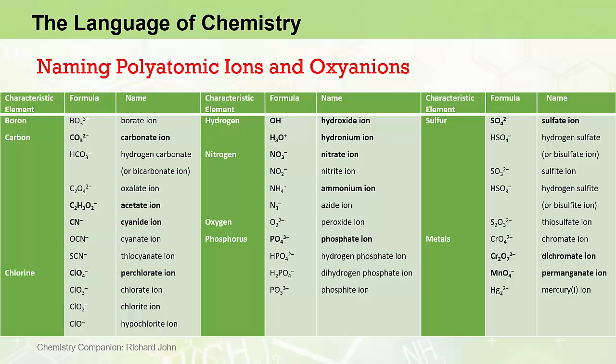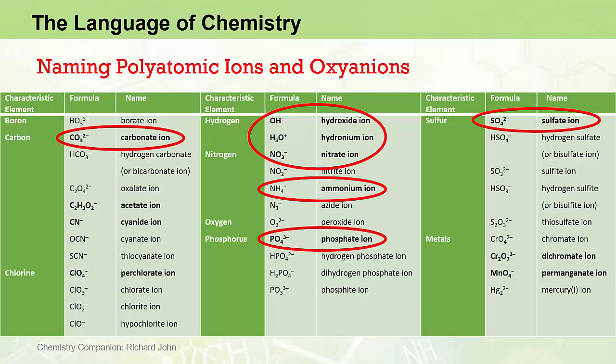Now, at first, some of these rules can seem complex, but with practice they will become more familiar to you. For now, focus on the ions that are bolded in this table, and in particular these ions: the carbonate ion, the hydroxide ion, the hydronium ion, the ammonium ion, the phosphate ion, and the sulfate ion.